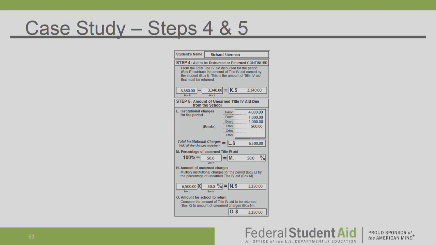And you can see here how the lower institutional charges would have resulted in a much lower amount that the school was required to return. So, for example, if Richard had only been charged $2,000 in tuition and nothing else, the calculation would have been $4,500 multiplied by 50%, which would have yielded only $2,250 that the school was responsible for returning, which would have been much lower than what we have here.